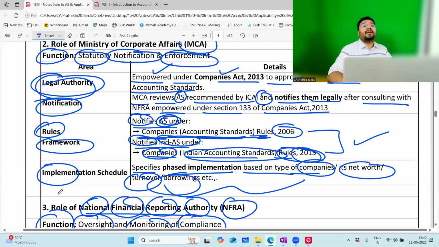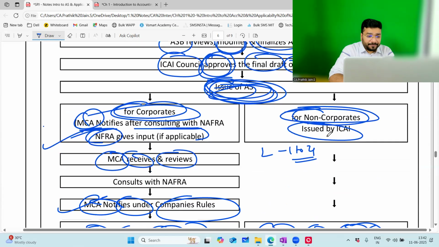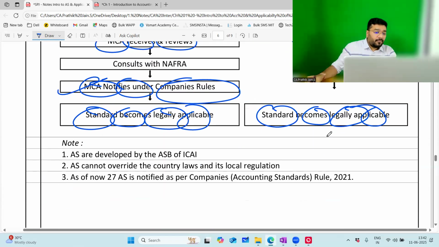MCA will issue or notify accounting standards where? In the Companies Accounting Standards Rules 2006. This is where you can see all the notifications of the accounting standards. Any problem? No, sir. Online people, any problem? No, sir.